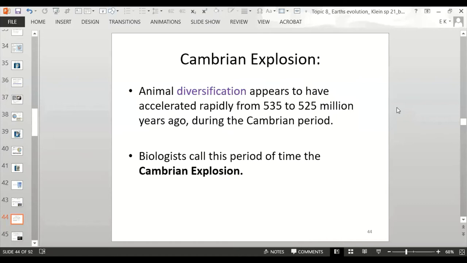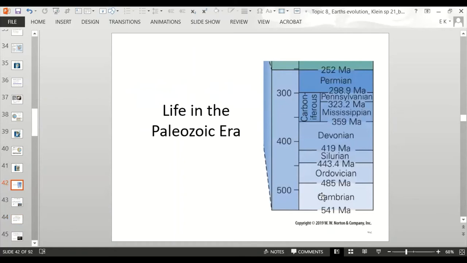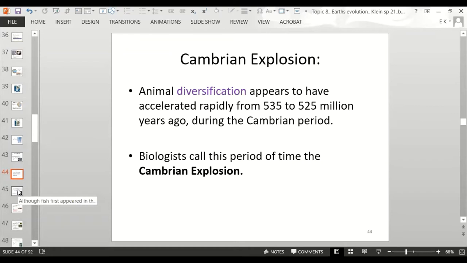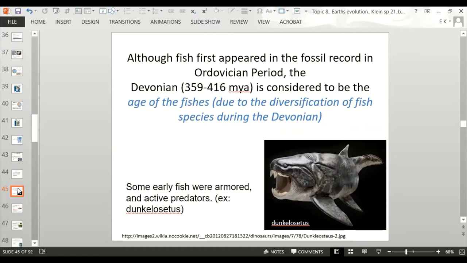So during the Cambrian period, if we just look back, Cambrian is here at the start of the Paleozoic. So during the Cambrian, we have what's called the Cambrian explosion. And animal diversification appears to have accelerated rapidly from 535 to 525 million years ago. Diversification means you go from a small number of species to a large number of species. So when you have a lot of different types of species, that's diversification.